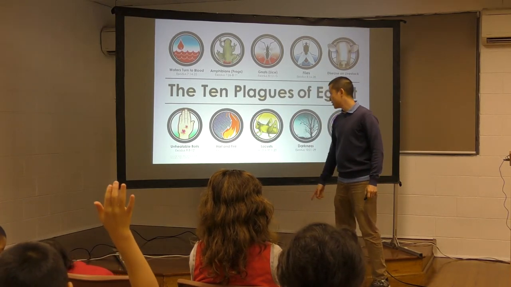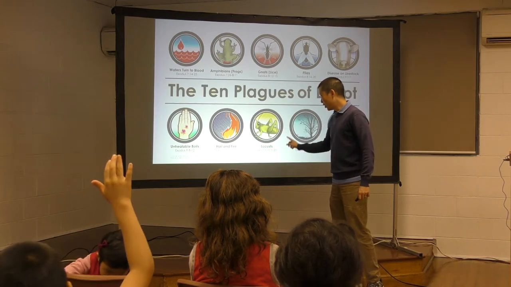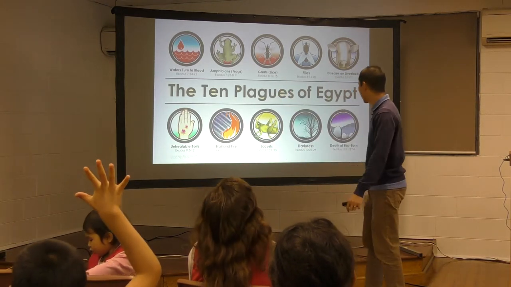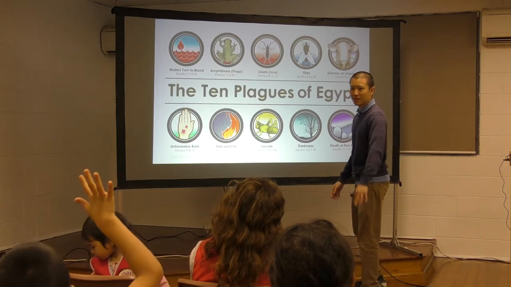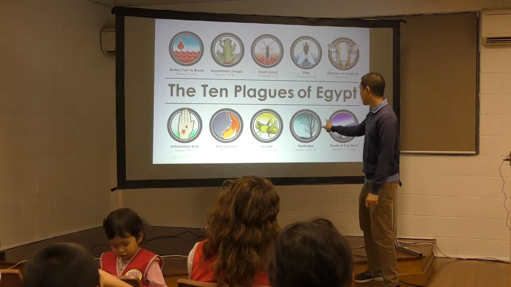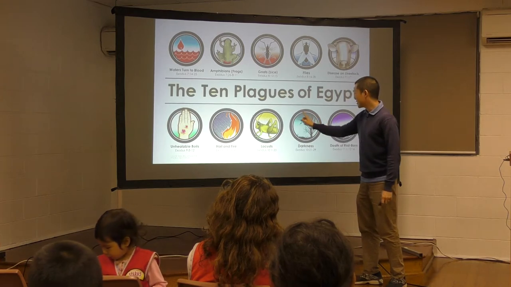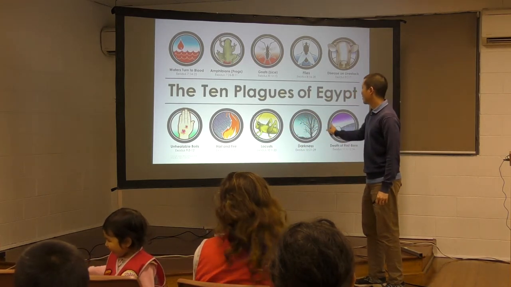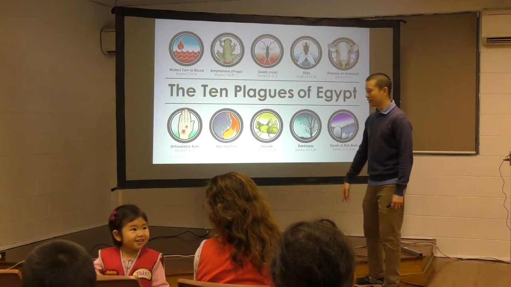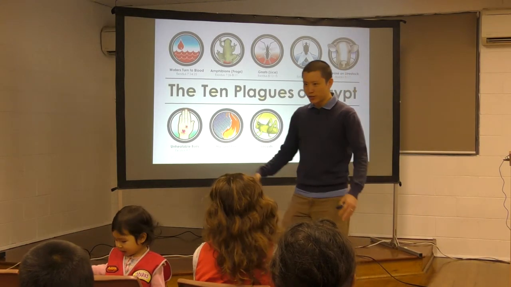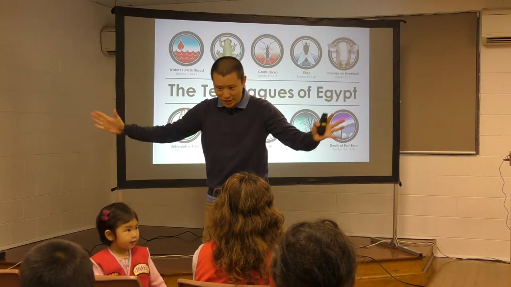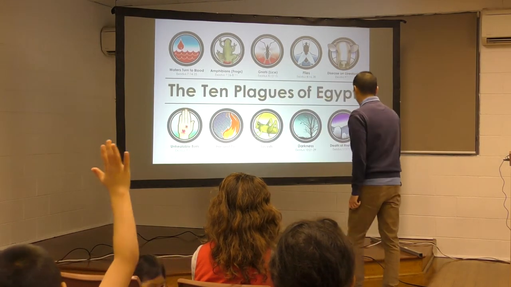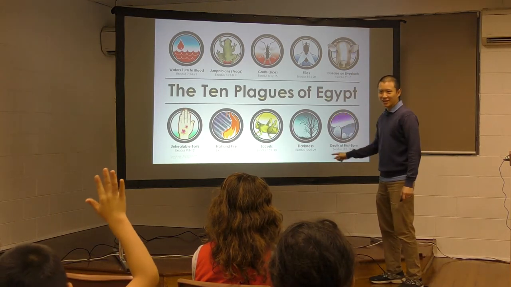After number 7, you have number 8, locusts in the land, devouring all the food, all the crops, and everything like that. And then darkness was the 9th plague. This was when it was so dark, you just couldn't see anything. God actually sent supernatural darkness over the land. And then number 10, who knows the last one?